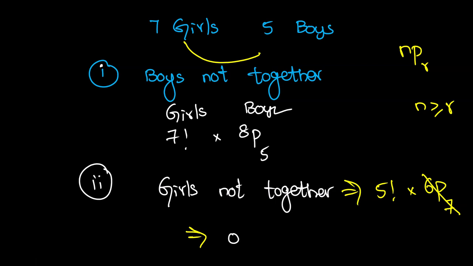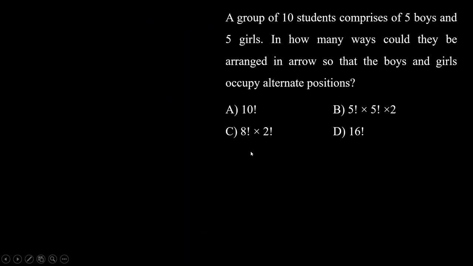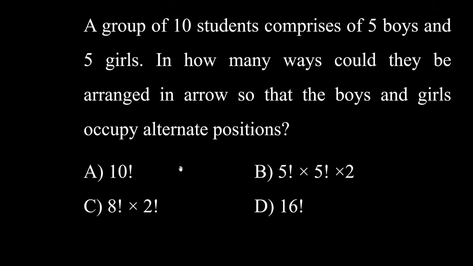0 means not possible. That's what you are saying. Don't expect the words not possible or cannot be determined in the options. If option 0 is there, okay, you consider it. 0 means it's not possible, only meaning. We cannot arrange them. Now entering into alternate. 5 boys and 5 girls. How many ways can boys and girls occupy alternate positions?